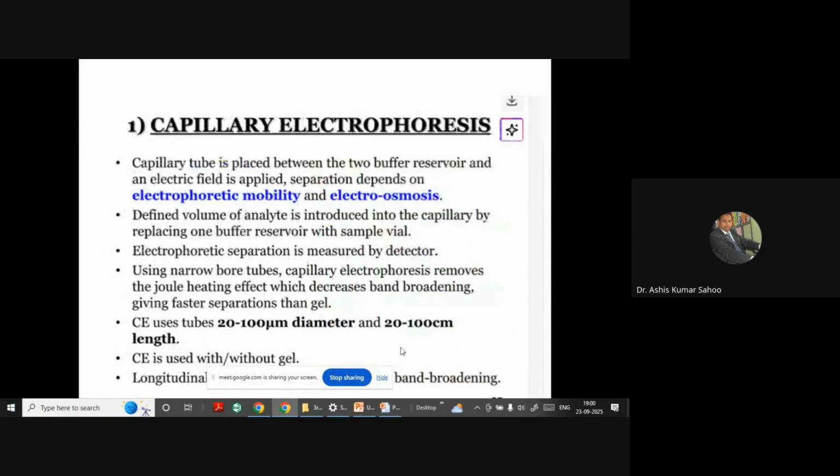Capillary electrophoresis. A capillary tube is placed between two buffer reservoirs and an electric field is applied. So what happens? Separation depends upon electrophoretic mobility and electroosmosis. A defined volume of analyte is introduced into the capillary. The capillary has a diameter of around 50 to 200 micrometers, so you can see on this screen.